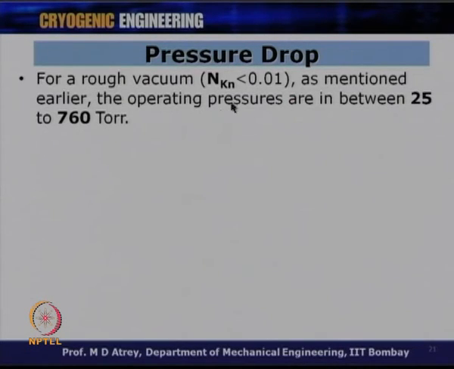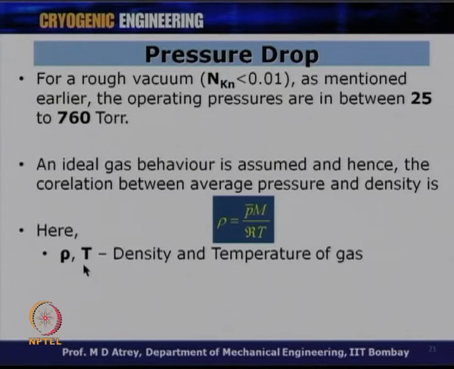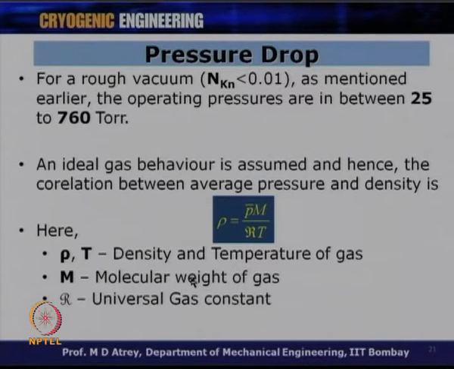For rough vacuum now, when the Knudsen number is less than 0.01 as mentioned earlier, the operating pressure is between 25 to 760 torr, which we know now. An ideal gas behavior is assumed here, and hence the correlation between the average pressure and density is rho equal to P M by R T. So, you have the ideal gas law here. Here rho and T are the density and temperature of the gas. For Knudsen number less than 0.01, or operating pressure between 25 to 760 torr, the ideal gas relationship is valid. M is the molecular weight of the gas, R is the universal gas constant, while P is the average pressure.